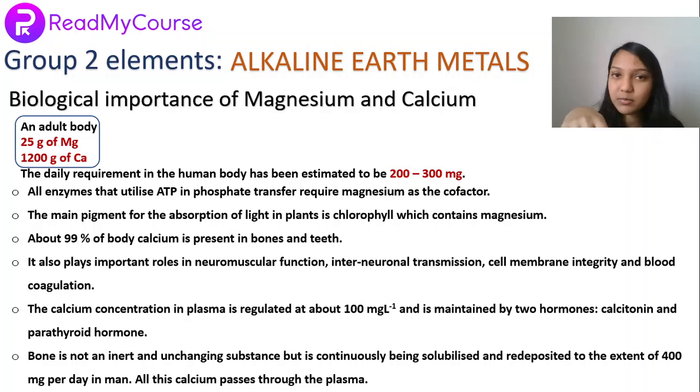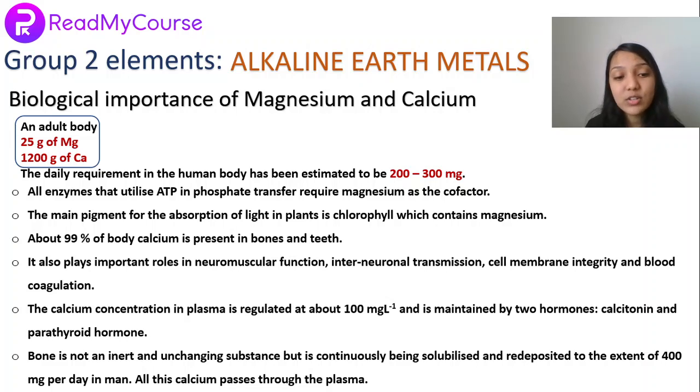And the main pigment for the absorption of light in plants, that is chlorophyll, contains magnesium. We know that chlorophyll is the pigment in the plants, right? It is responsible for the absorption of light. It gives the colors to the plant, right? It contains magnesium. Fine. About 99% of the body calcium is present in bones and teeth. We know that, right? All our bones and teeth are made up of calcium, right? And it plays an important role in neuromuscular function, intraneural transmission, cell membrane integrity, and blood coagulation, etc. These are most of the important roles.